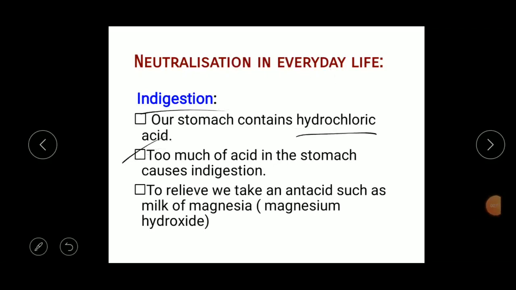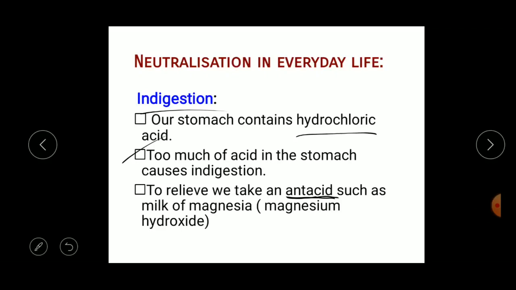Now, what is the meaning of antacid? Anta means opposite. Acid means acidity. Opposite in the sense it works against the acids. So, this antacid reduces the acidity in the stomach.